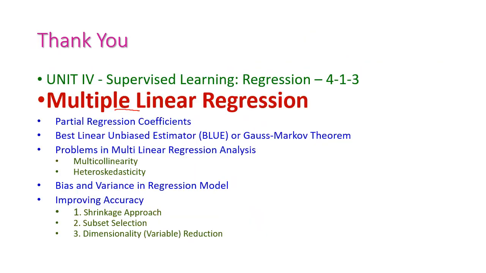So far we have seen multiple linear regression from the 4th unit, supervised learning. In this class we have seen the definition of multiple linear regression, partial regression coefficient, the best linear unbiased estimator, that is BLUE, or Gauss-Markov theorem, and the assumptions of the linear regression model. After that, the problems in multilinear regression analysis: multicollinearity and heteroskedasticity. We have also seen bias and variance in the regression model, which is very important for improving the accuracy of linear regression. So there are three approaches: shrinkage approach, subset selection, and dimensionality reduction.